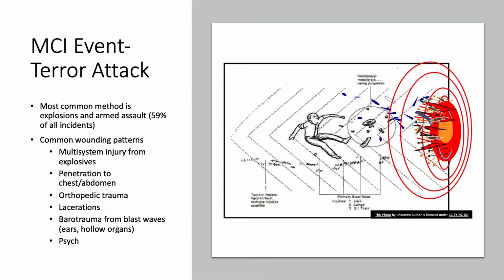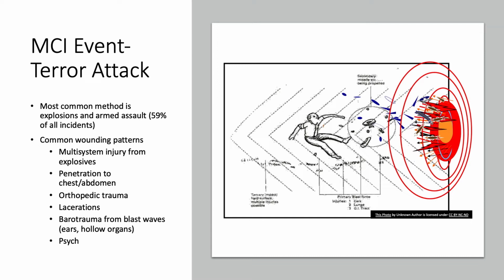Now, for the next several slides, we're going to be covering the individual types of MCI events that we could encounter and some of their injury patterns. When specifically looking at a terror attack, the most common method used for these was explosions and armed assaults, which were about 59% of all the incidents out of that 168,000 incident data set.